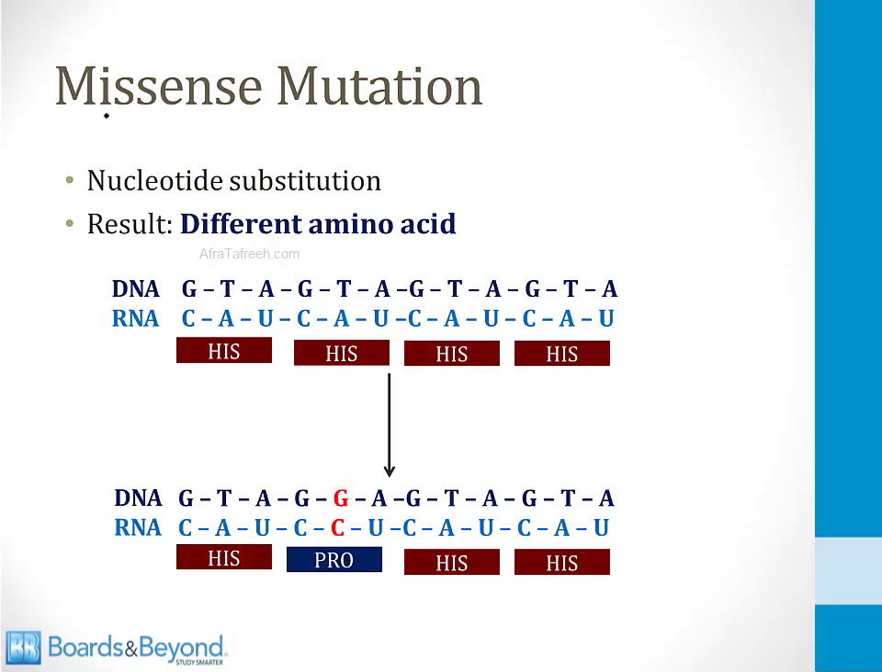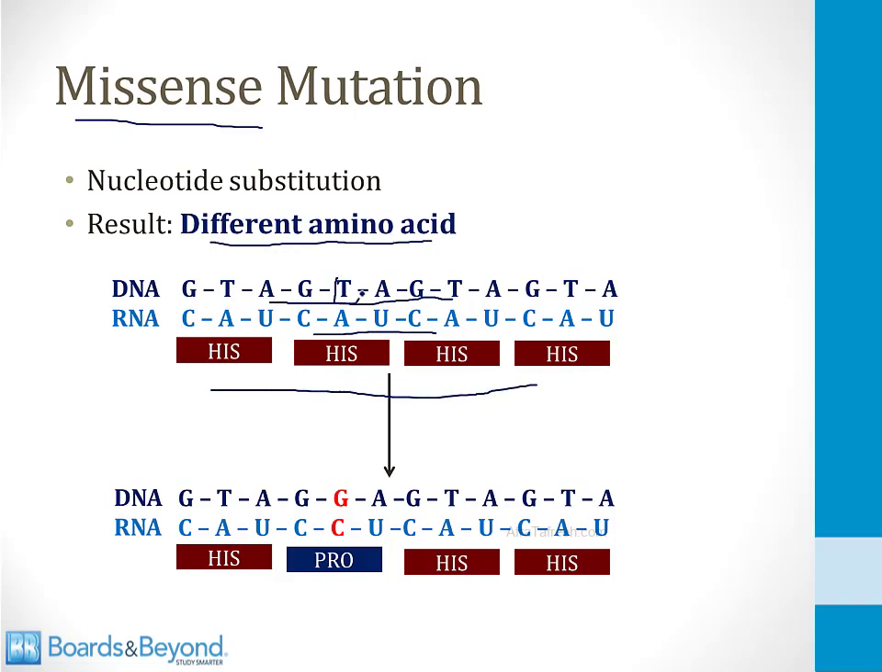A final type of point mutation is called a missense mutation. This is a nucleotide substitution that results in a different amino acid in the final protein. For example, imagine if we had this stretch of DNA that coded for this stretch of mRNA. This would synthesize a protein with 4 histidine amino acids.